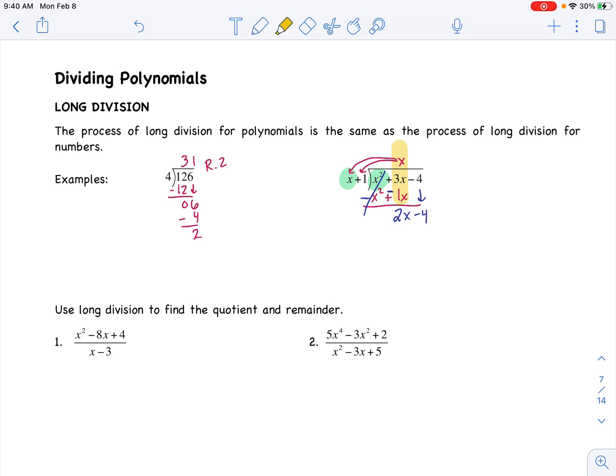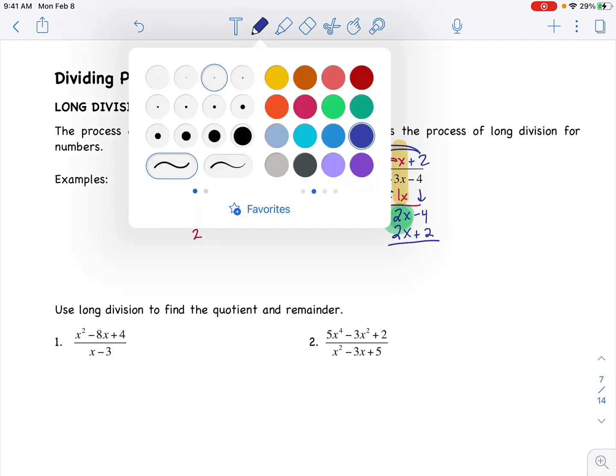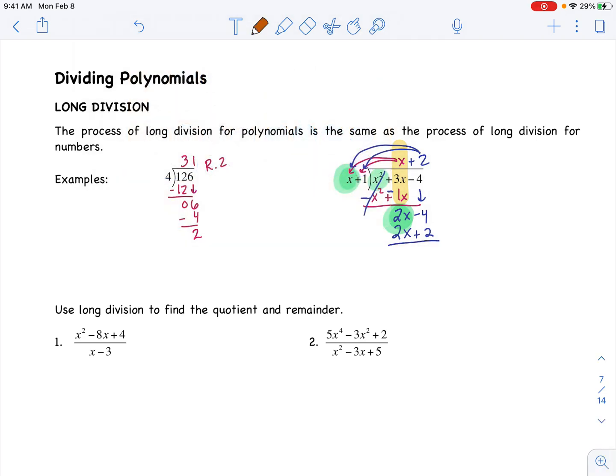Start over. So again, now you're looking at those first terms, x and 2x. So x times what gives me 2x? Well, x times 2, and it should be lined up over the constant column. And now again, distribute to both. So that gives me 2x. 2 times 1 is plus 2. Now I have to subtract. So this becomes minus, this becomes minus. 2x's are gone. Negative 4 minus 2 is negative 6.